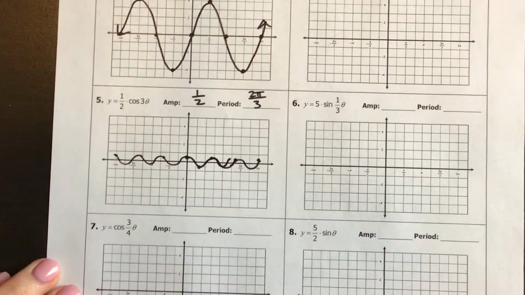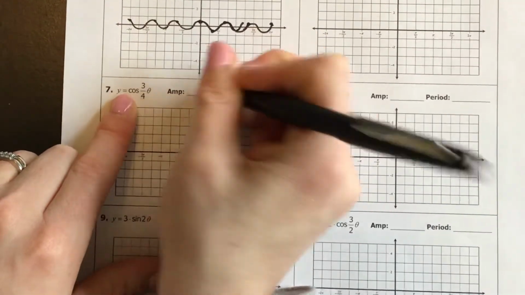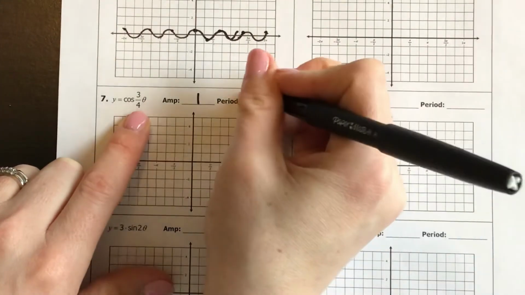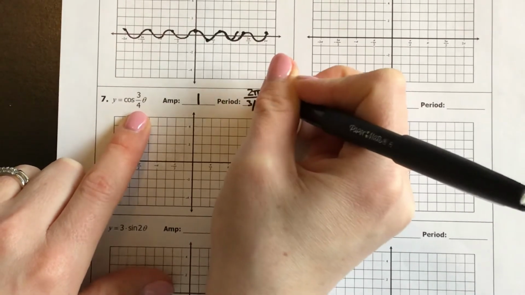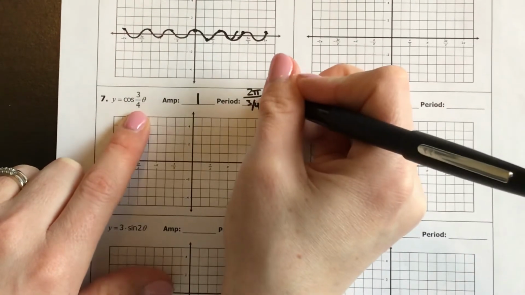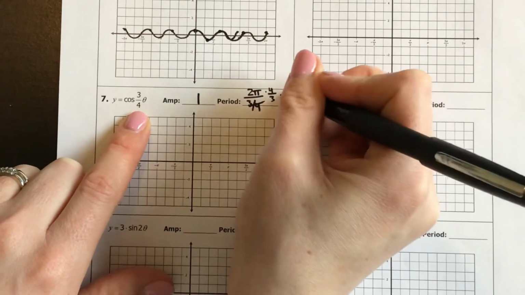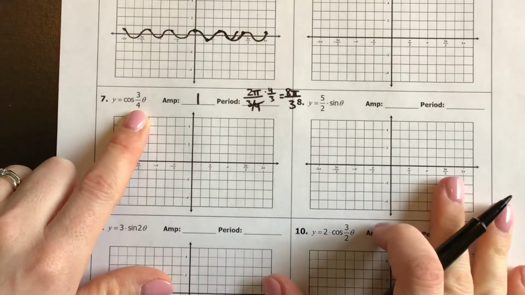All right, 2 more examples, keeping with these odds. This one, there's nothing out front, so the amplitude is 1. It goes up to 1, goes down to -1. This one, 3/4. We can take 2 pi and divide it by 3/4, which is the same as multiplying by 4/3. So if I take this times 4/3, I end up with 8 pi over 3. All right, so 8 pi over 3 is my period.